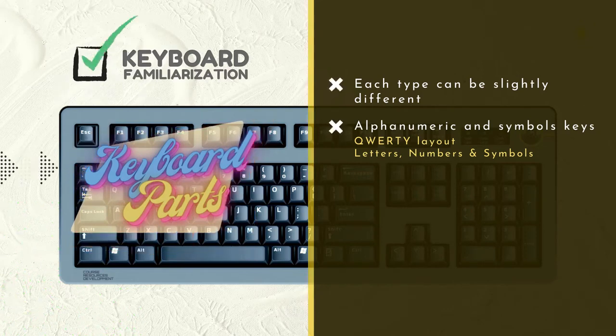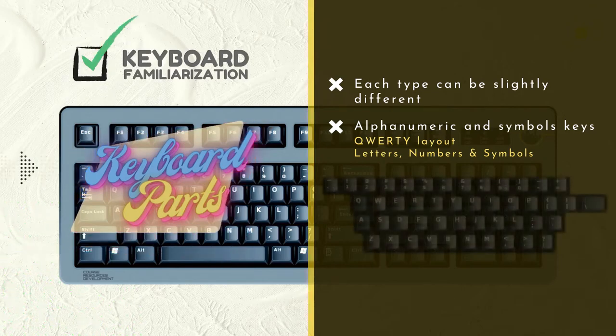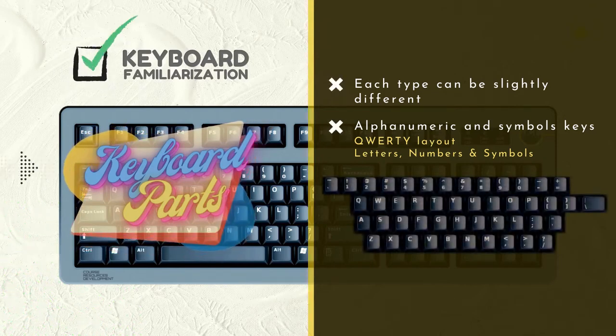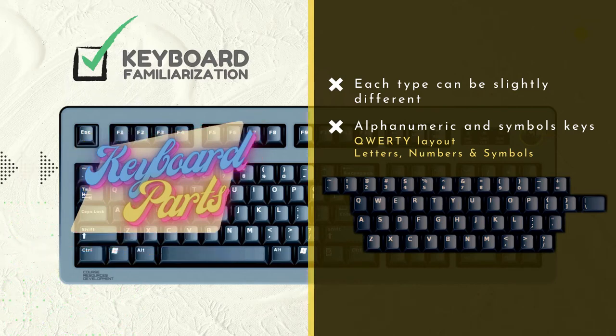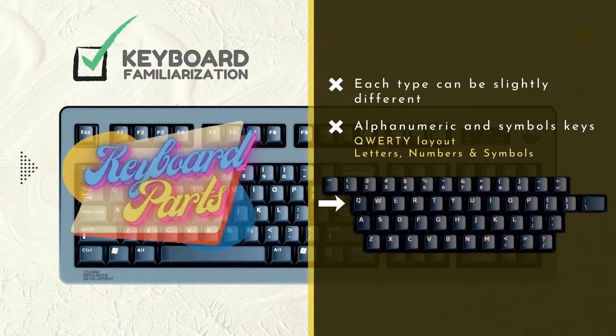All of them are going to have alphanumeric and symbol keys. It is called a QWERTY layout, by the way. And if you wonder where the name came from, just look at your keyboard. If you look at the first line of letters there: Q, W, E, R, T, Y. So the QWERTY layout is the easy way of defining alphanumeric keys.